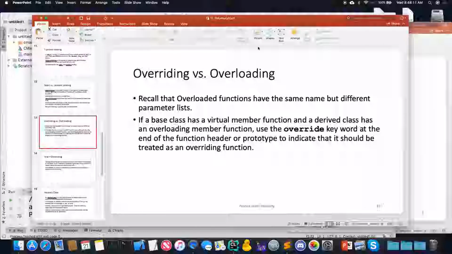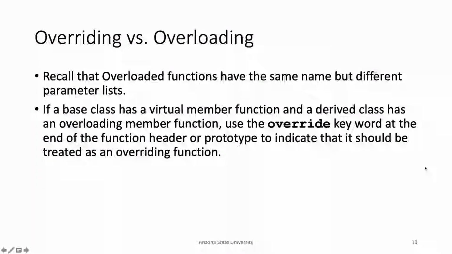So, great final exam question: what's the difference between overriding and overloading? Overloading is when you have the same name, but different parameter lists, and then the body could be the same or different. Overriding, by contrast, is the same name and the same parameter list, but the implementation's different. So in both cases, the name is the same. For overloading, the parameter lists are different. For overriding, the parameter lists are the same, but the implementation's different.